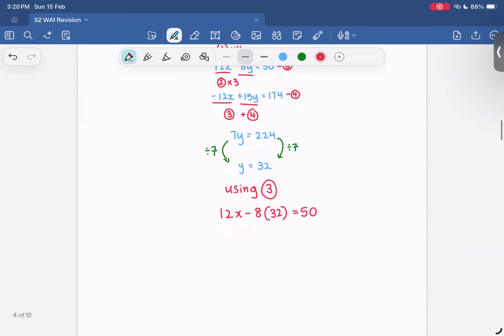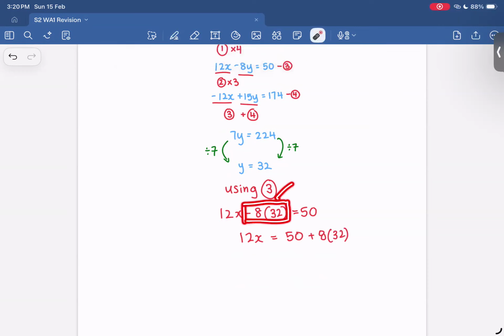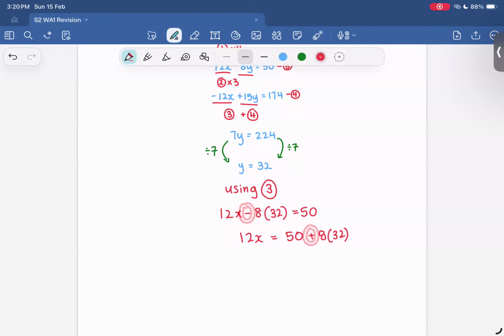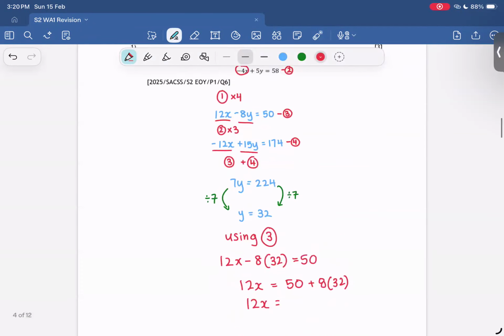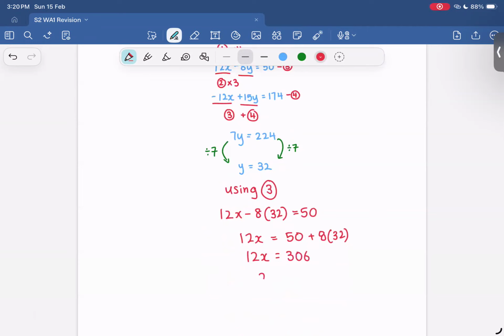So over here, I will have 12x equals 50 plus 8 times 32. All I'm doing is shifting this over to the other side. And remember, when I shift a number over the equal sign, the sign changes. So from negative, it will become positive. Now 12x will equal 306, and x equals 25.5. So now I have my x value and my y value, you have your answer already.